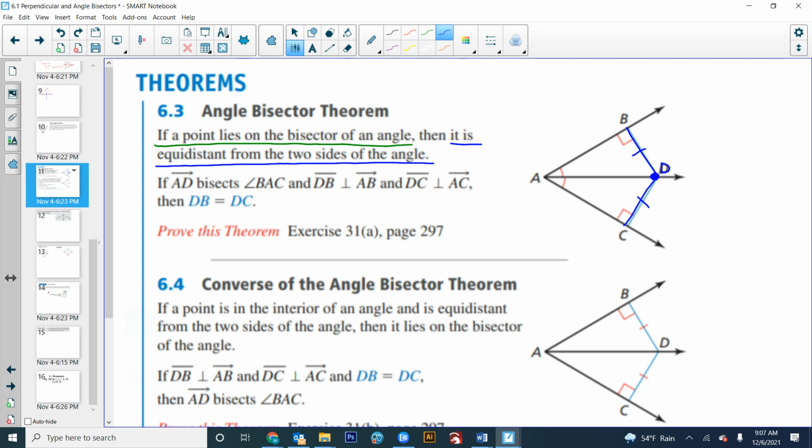And the converse of that is also true. If D is the same length to the sides of the angle, it must be on the angle bisector.